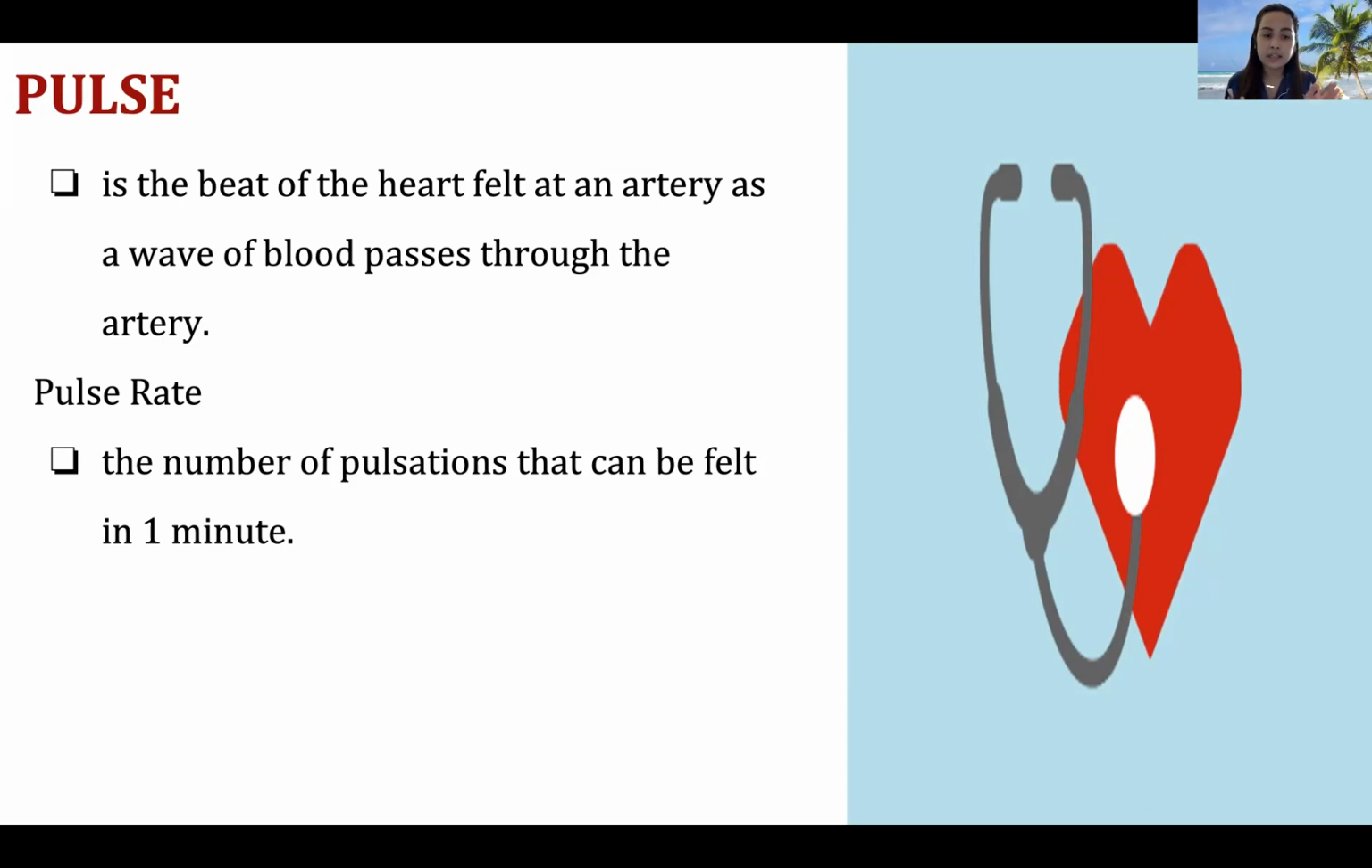Pulse rate is the number of pulsations that can be felt in a minute, in any pulse site in our body. Later I will discuss where our pulse sites are. While heart rate is the pulsations that can be felt in your heart, most of the time at the apex of the heart, in 1 minute.